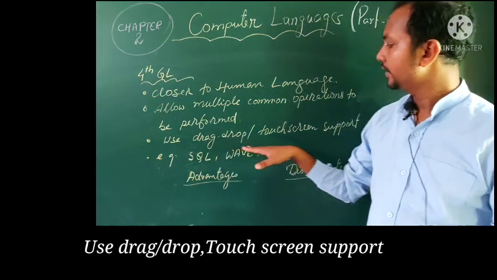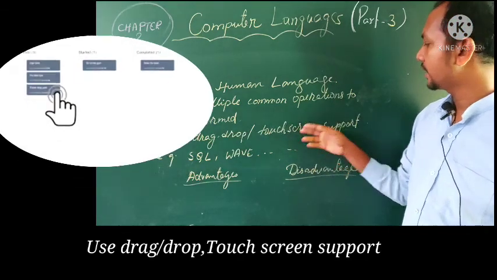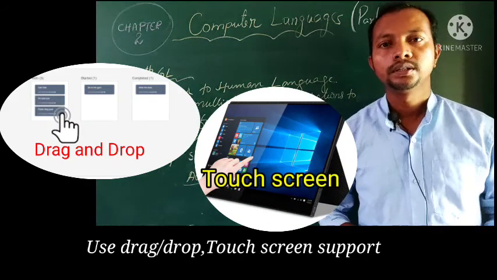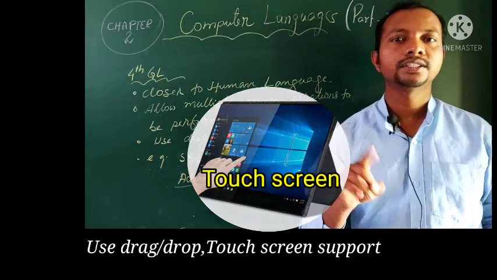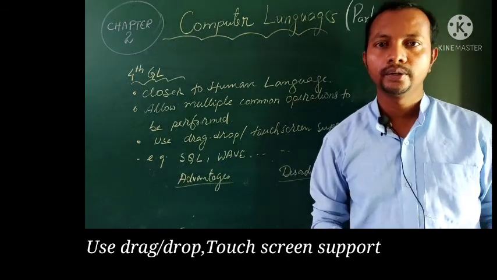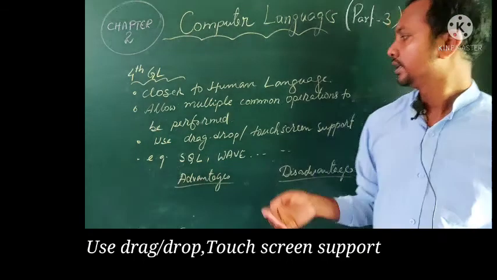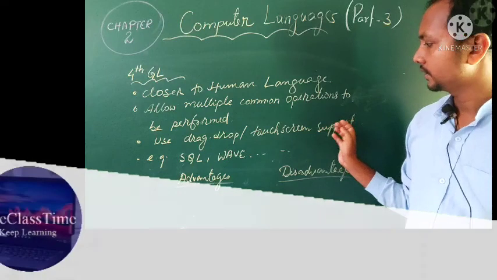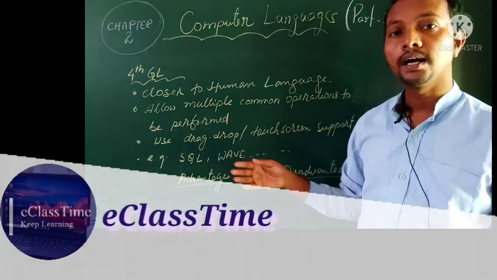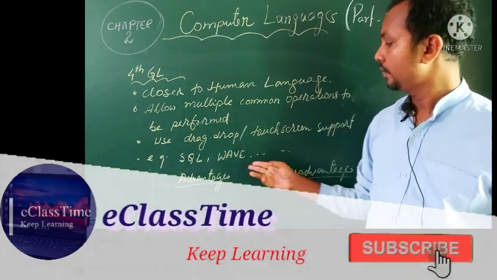Next, it uses drag and drop, and touch screen support. Nowadays all of you know what a touch screen is. You touch the screen and it starts operating. It receives the command. So that is what drag and drop and touch screen are. Now some examples of the 4th generation are SQL and web browser.